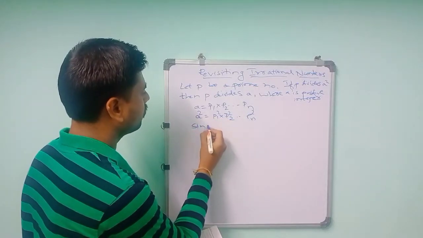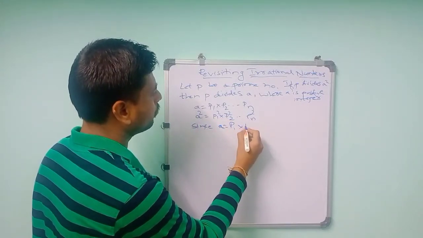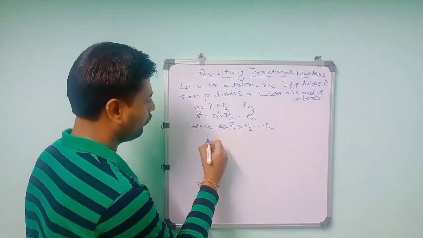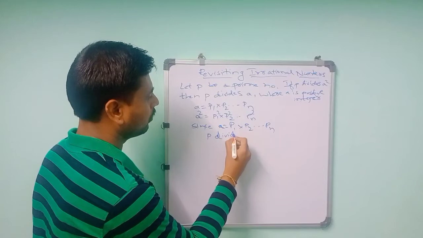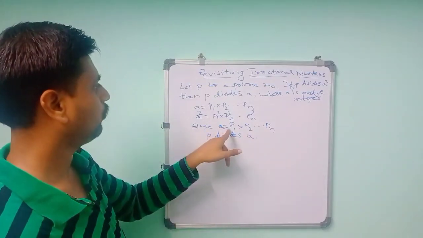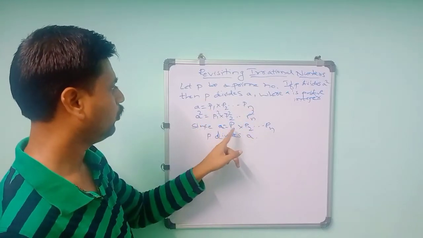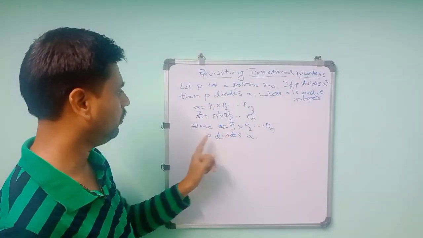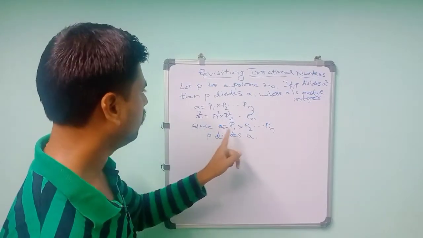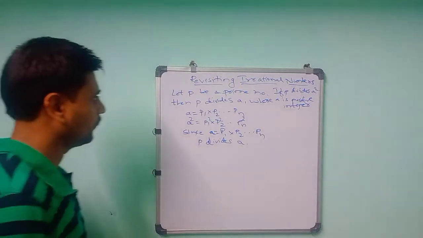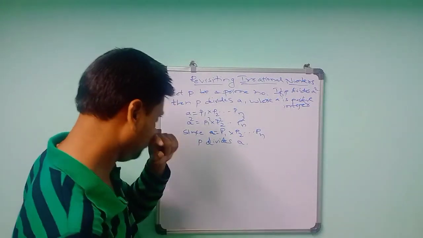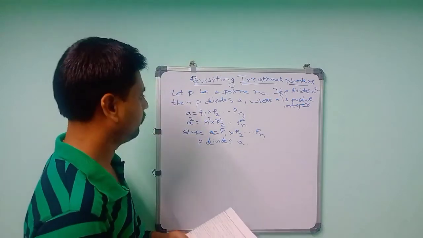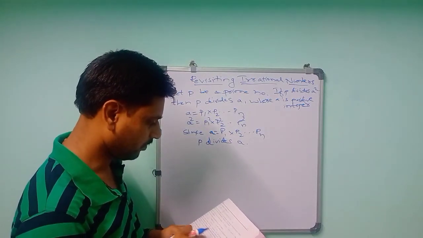Since a is equal to p1 into p2 up to pn, it shows that p divides a. How? Since a is equal to p1 into p2 up to pn, and p1, p2 and so on are nothing but primes, one of them is p. So p divides a.